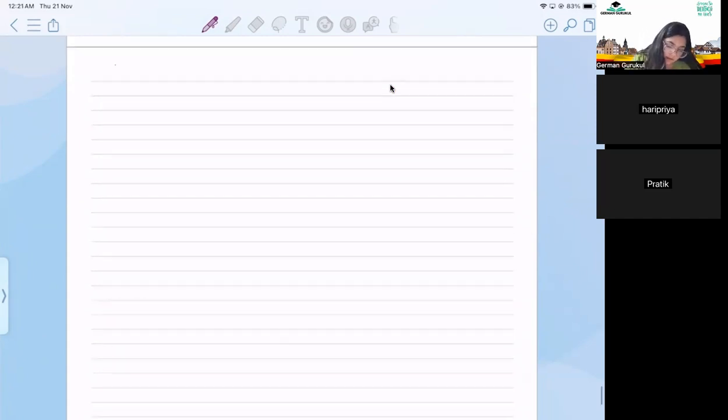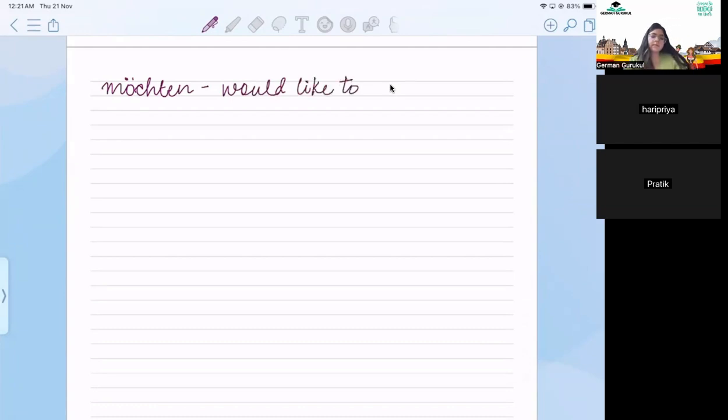Okay, the next one is möchten. Möchten means would like to. So now it is used for desires, right? Used for your wishes, desires, right? For example, I would like to drink a tea or coffee. We use möchten mostly with food items.